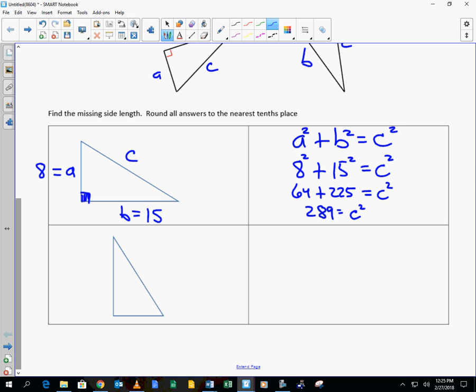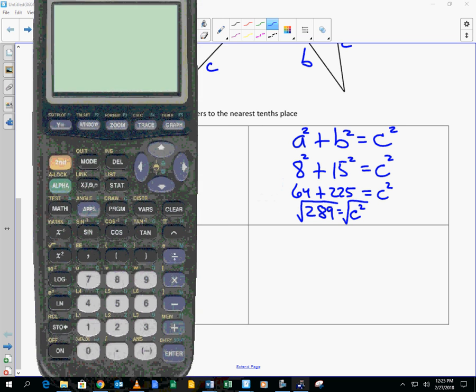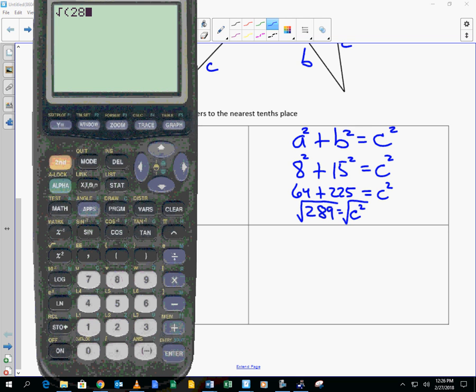If I want to find C, what do I have to do to both sides? Do you know? I take the square root. It means, what do I multiply by itself to get 289? And for those of you with your calculator, you can start to check this out. You do have a square root button on there, and I'll show you where it is. I have this calculator, and if I go second square root, so it's that key that looks like that, I press then 289, and I get 17. So C is equal to 17.